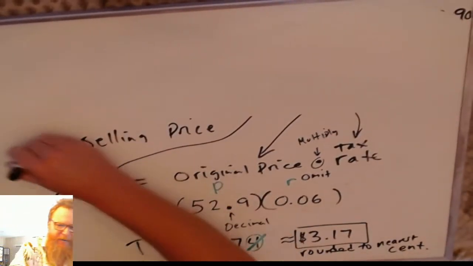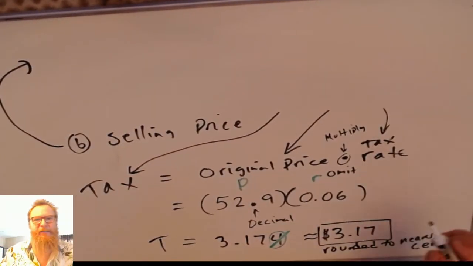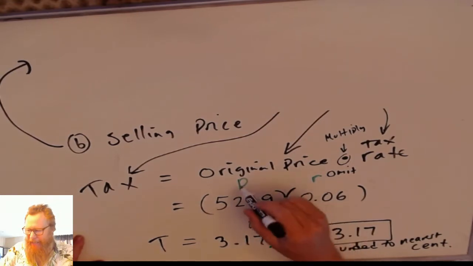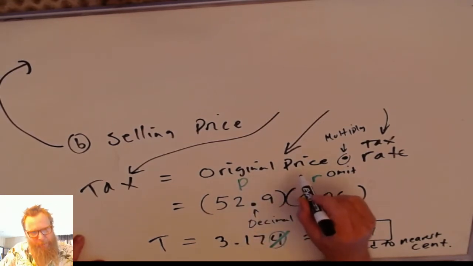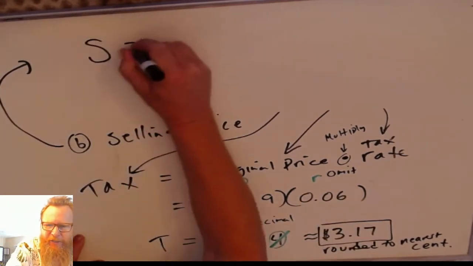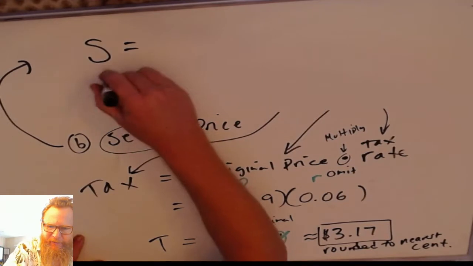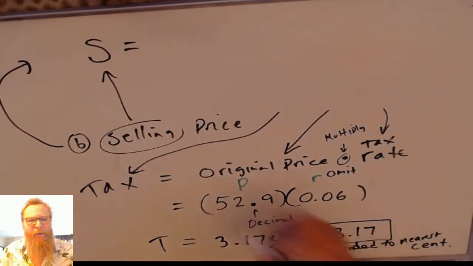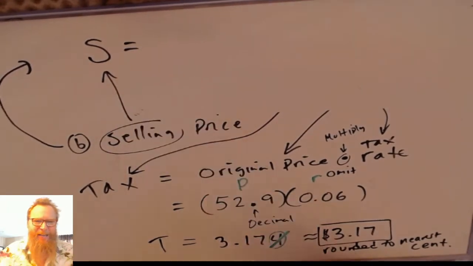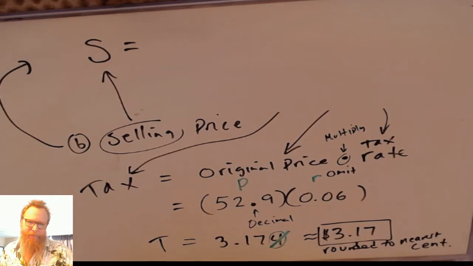Now we're going to do part B, selling price. Now, I'm already using the letter P for original price. So for selling price, I'm going to use the letter S. You could also call it the sale price. Although, I don't want to say that in this example because that sounds like it's on sale. It's for sale. It's not on sale.